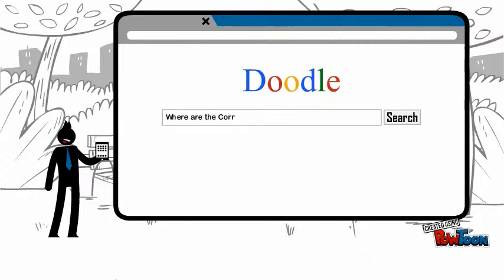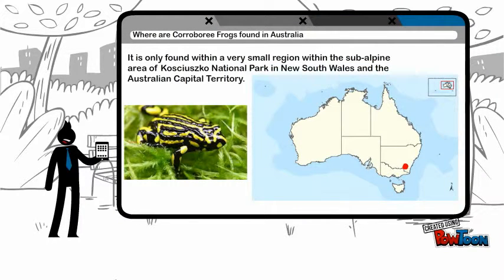Where are the Corroboree frogs found in Australia? It is found within a very small region within the subalpine area of Kosciuszko National Park in New South Wales and the Australian Capital Territory.